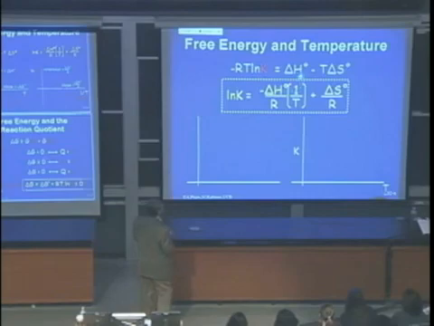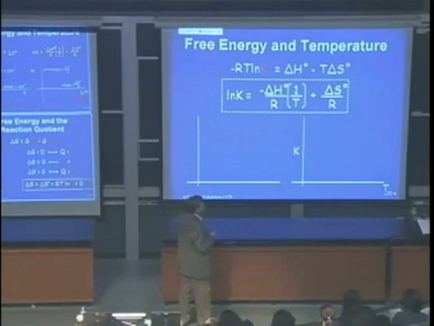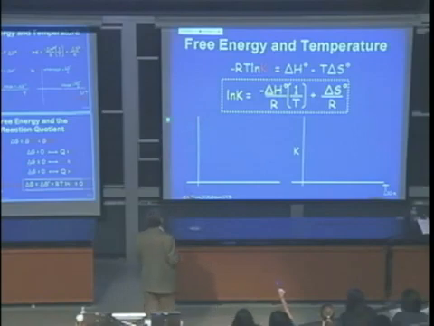ln K, and I wrote it this way because we want to plot ln K over 1 over T. We want to plot that. And so what is this? This is a linear, it's the equation of a line, essentially. And the equation of a line is y equals m times x plus b, where m is the slope and b is the intercept here.